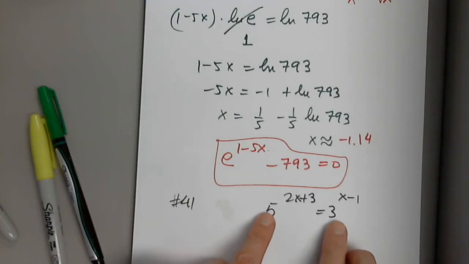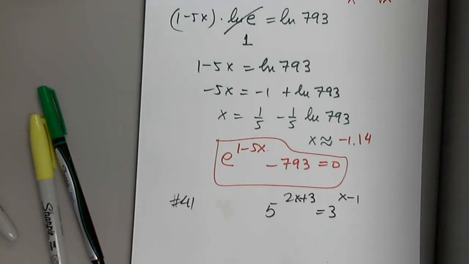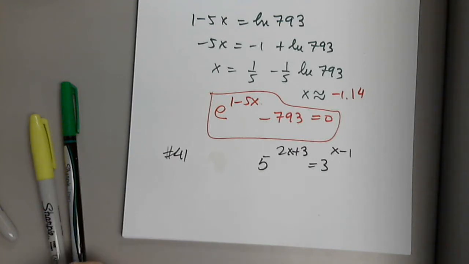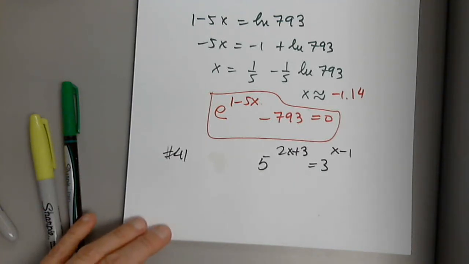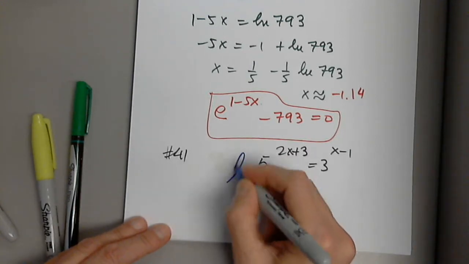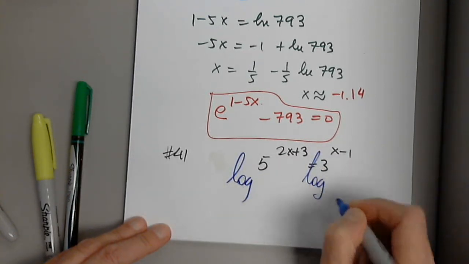Now, if one of these two bases is 10, I will apply log base 10, common log. If one of them is e, I will apply natural log. But if none of them is 10 or e, it doesn't matter. You choose. But you have to apply the same log to both sides. You cannot apply natural log here and log there. Is that clear? You have to be consistent. Which log do you want to apply? Common log? Okay. Natural log is easier to write than log, but it doesn't matter. Let's apply log this time.